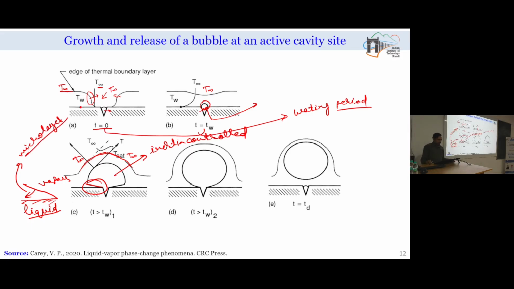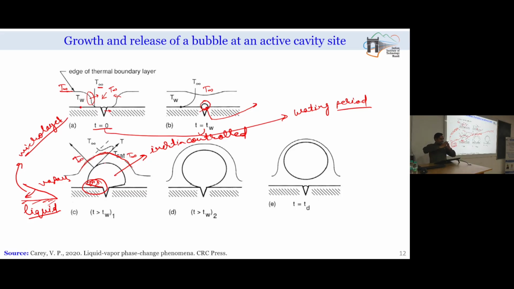Now, what will be happening? Most of the evaporation will be taking place from this micro layer as well. Whatever liquid is beneath, because here also we have a liquid-vapor interface, from this micro layer there will also be evaporation.